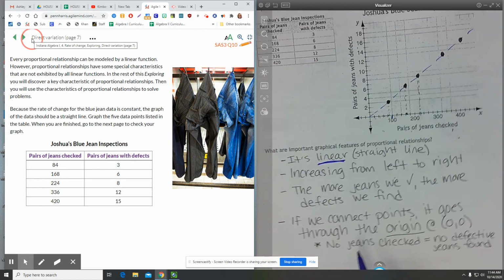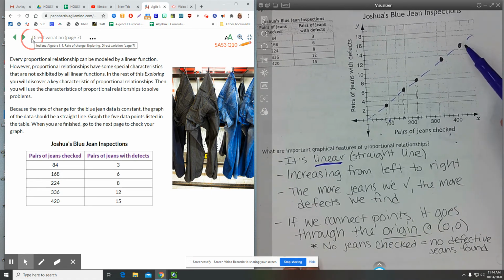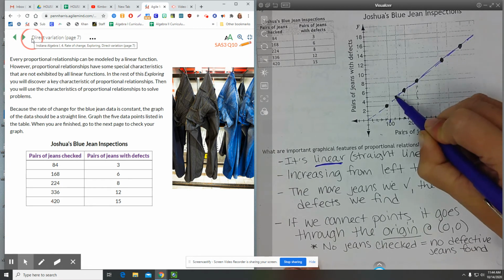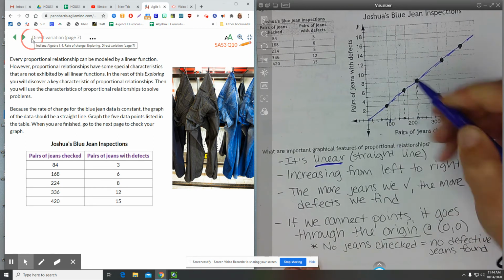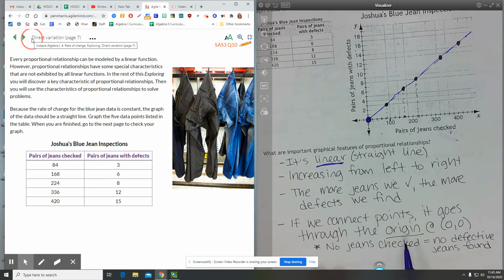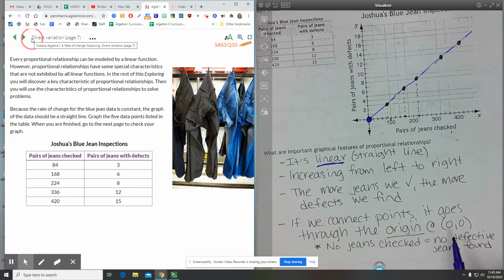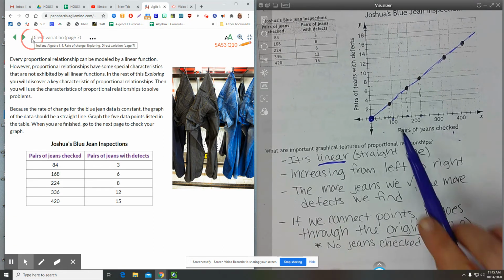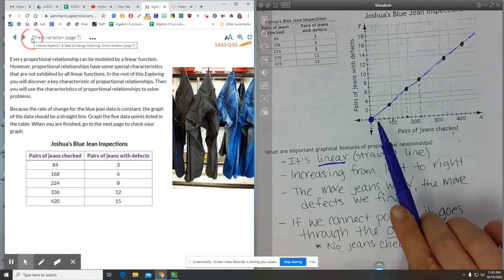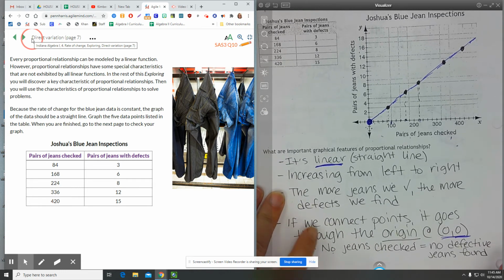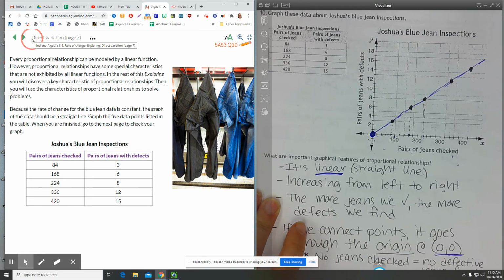Again, what I want you guys to note, the last thing here, if we connect all of these points and extend that line, I notice it goes through this spot right here. Okay. That spot is what we call the origin, and it's at the point of 0, 0. What does that point mean? That means 0 genes are checked. And if 0 genes are checked, that means there's 0 defects found. No genes checked equals no defects found. Okay. Let's go on.